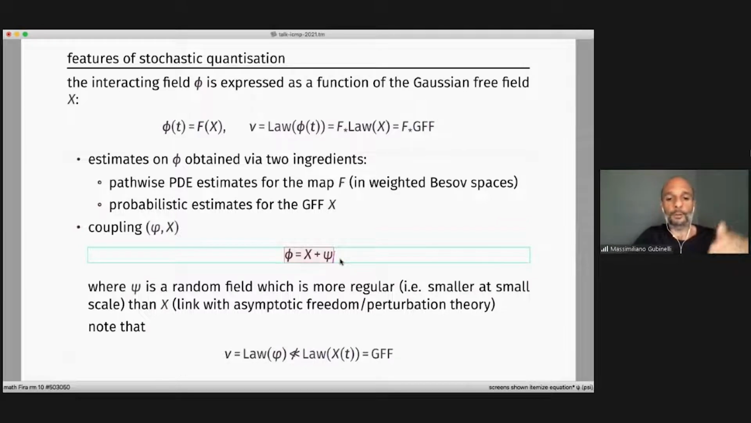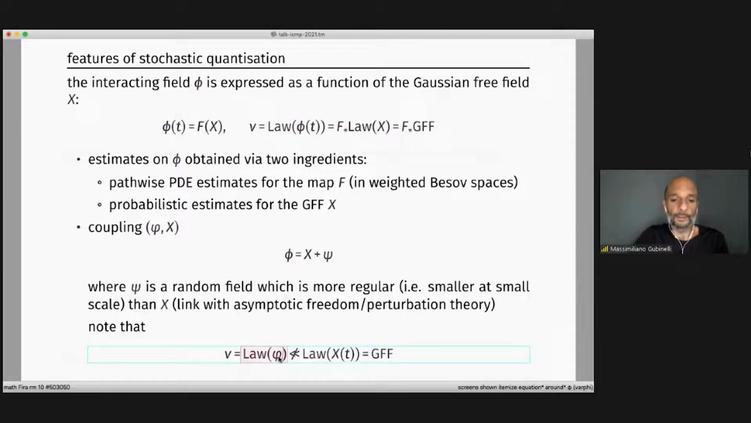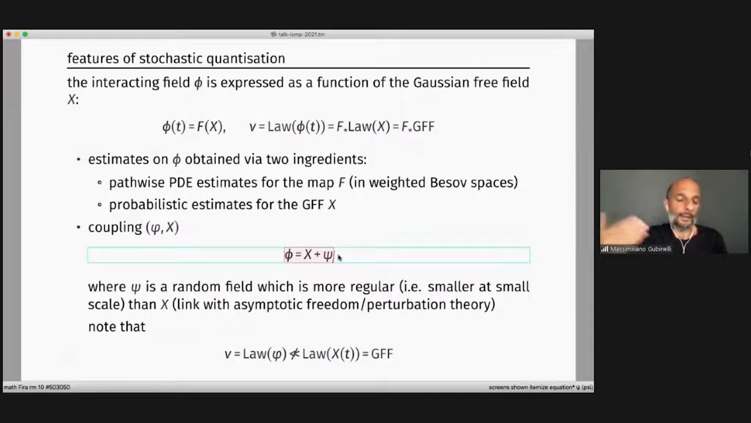So even in cases where the measure is not absolutely continuous. In general, you don't expect that the interacting field is absolutely continuous with respect to the Gaussian free field, but this coupling is still quite good and useful for analysis. So that's the advantage to me of stochastic quantization. And it's really what I mean by stochastic analysis. Like in classical stochastic analysis, you want to analyze a diffusion, but you essentially go back to the Brownian motion, and then you transport results of Brownian motion to the diffusion. Here you can transport results from the Gaussian free field to the diffusion.